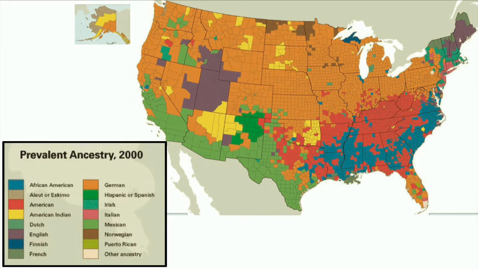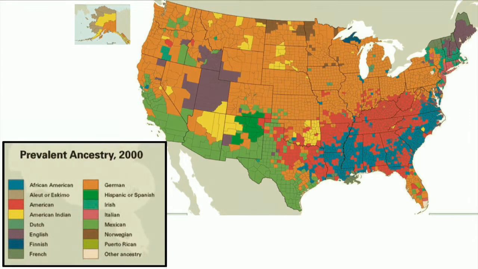Now this data is taken from the year 2000, and it is interested in the prevalent, not the only, but the prevalent ancestry in different parts of the United States of America, which has a federal constitution, independent states, all part of a federation. It is the United States. So what are some of your observations?